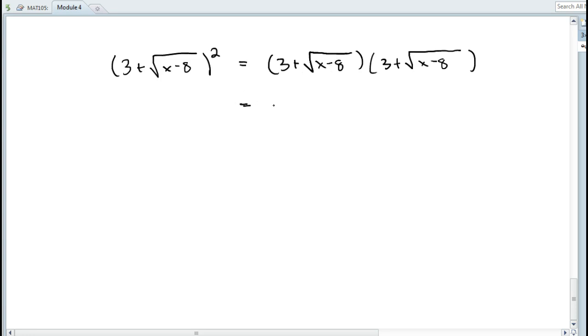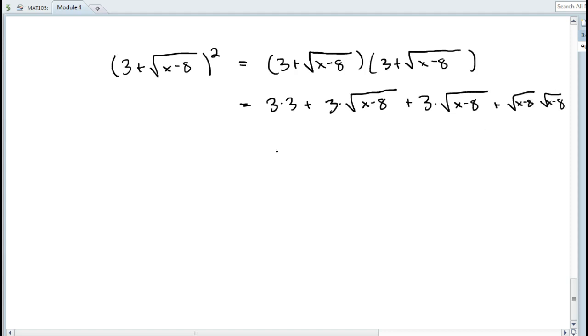So first we'll multiply 3 times 3. That's the first terms. The outside terms will be 3 and the square root, so 3 times the square root of x minus 8. Then the inside terms also look like 3 times the square root of x minus 8. And then the last terms will give us square root of x minus 8 times square root of x minus 8. So we get 9. And then notice 3 square root x minus 8, 3 square root x minus 8 are like terms, so we can just add the regular numbers. So we get 6 square root x minus 8.